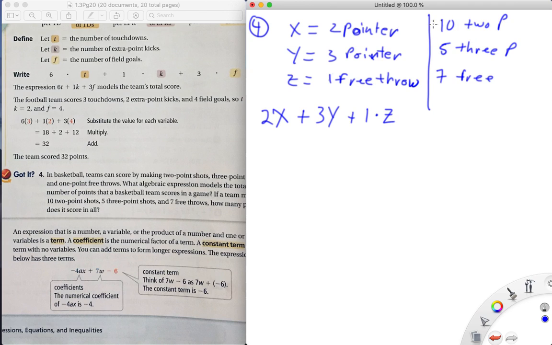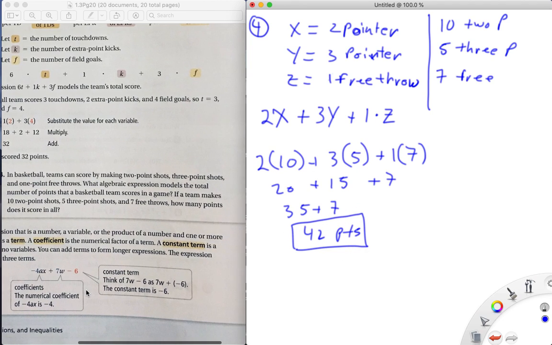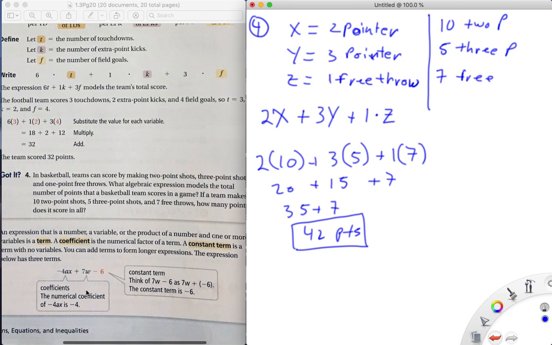So those are basically the number of baskets. So we will have 2 times 10 plus 3 times 5 plus 1 times 7. And then that will give me the total number of points that I've had in all. So this is 20 plus 15 plus 7. So this is 35 plus 7, which is 42. So this person went off and scored 42 points. Good job, whoever that person was. Okay.